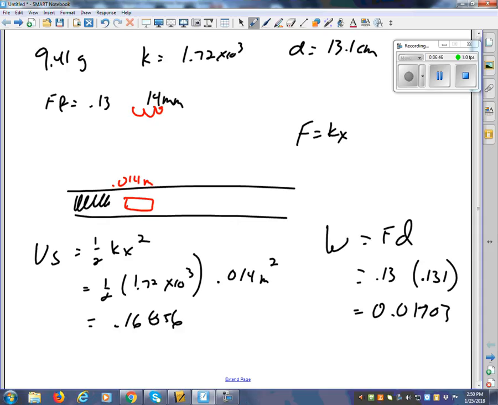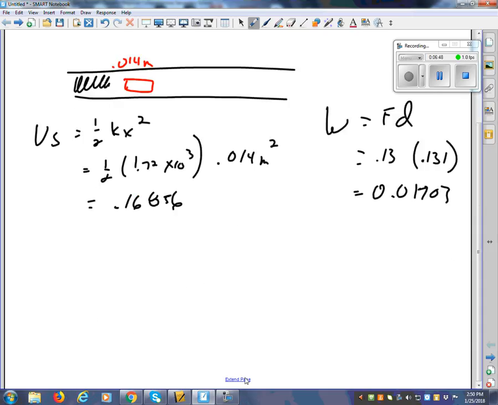Okay, so what do I do now? If there was no friction, all of the kinetic energy would be this. But there is friction, so I have to subtract. So the EK is going to be the US minus the work. So it's going to be 0.16856 minus 0.01703.